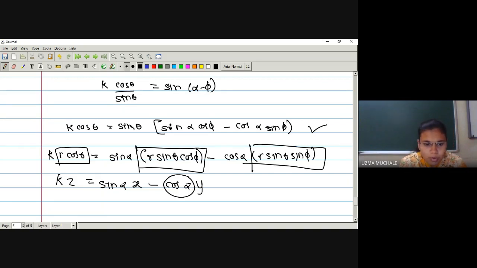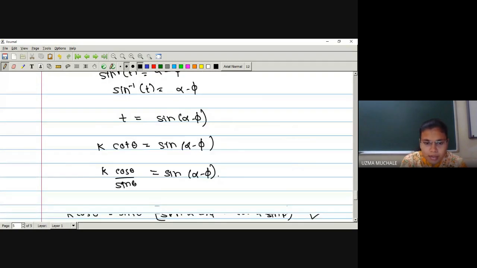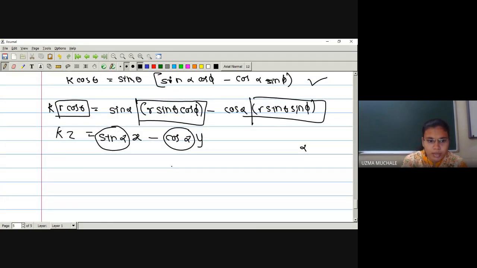Don't be worried about cos alpha and sin alpha, these are some numbers. Alpha is the constant of integration, so sin alpha and cos alpha will also be constant numbers. So kz is equal to some constant number into x minus some constant number into y.